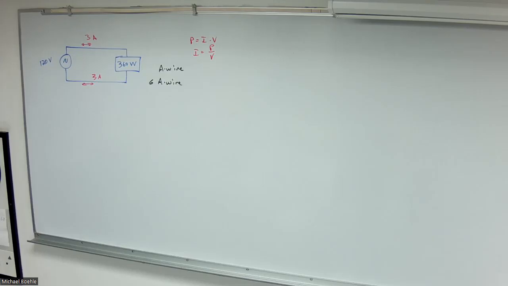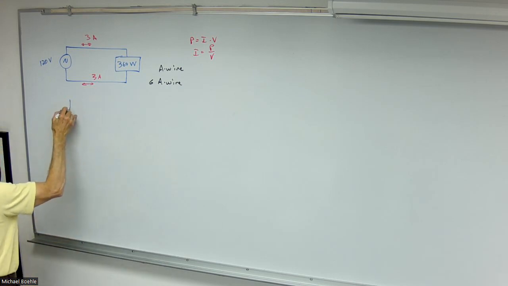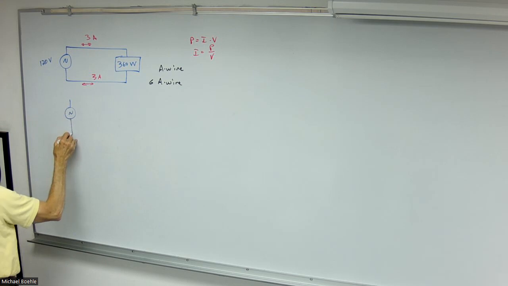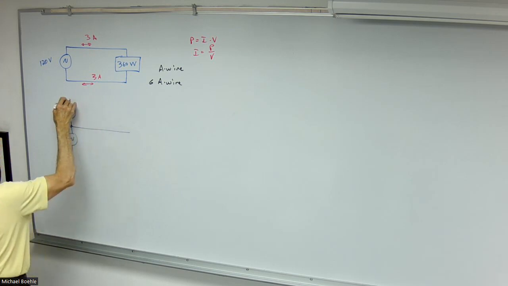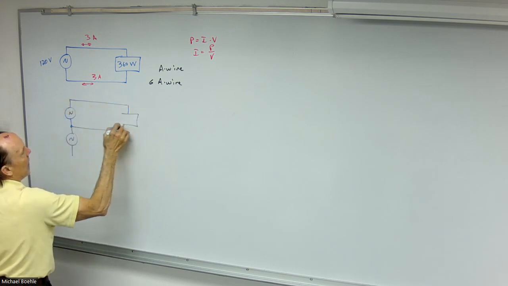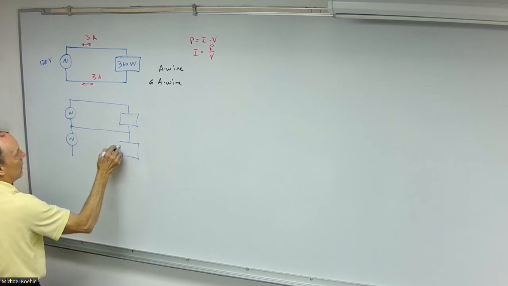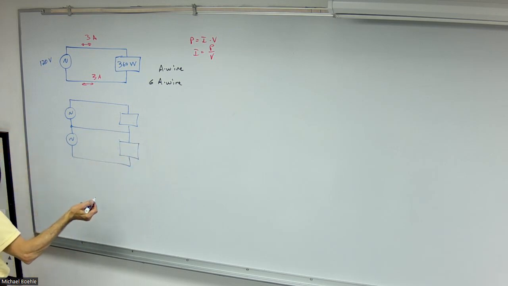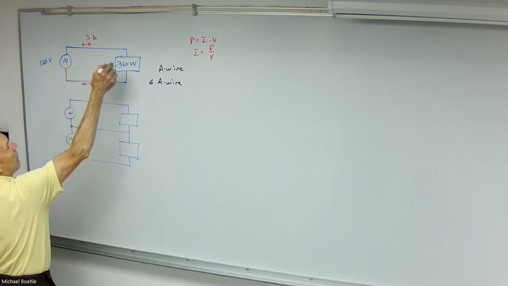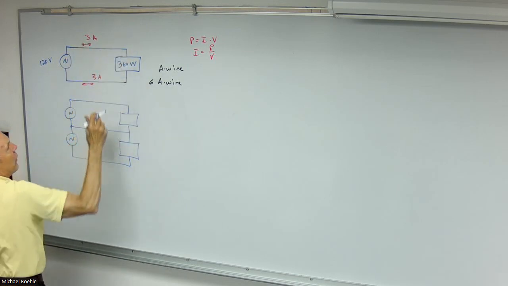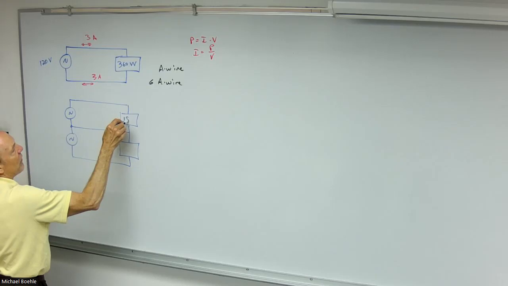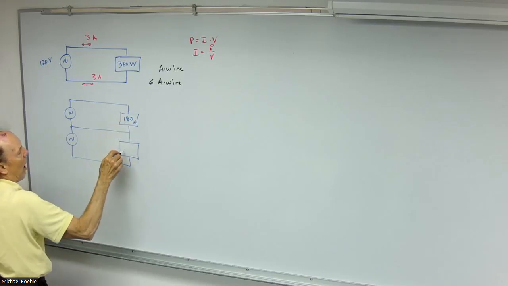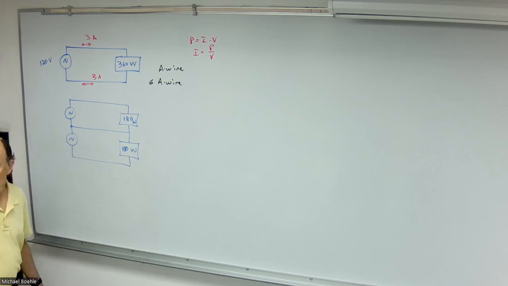Now, let's change this a little bit. This time, I'm going to take 2 sources here and deliver that power to 2 different loads. I still want to deliver a total of 360 watts. So with 2 different loads, that'll be 180 watts each.